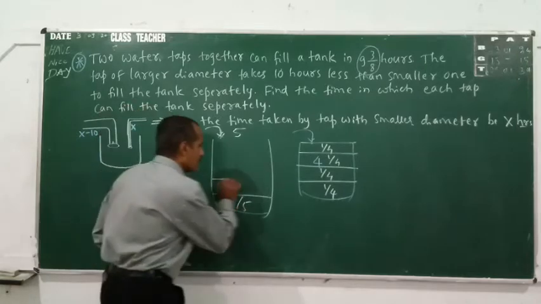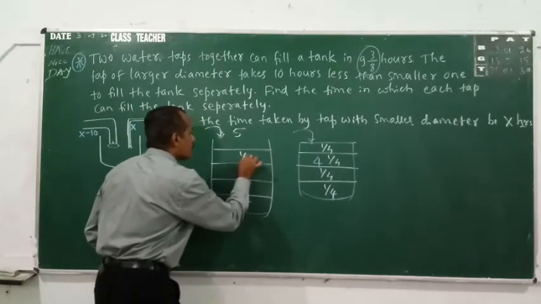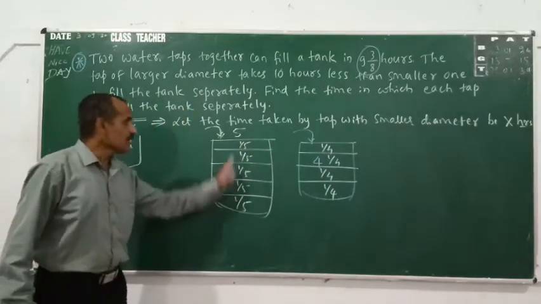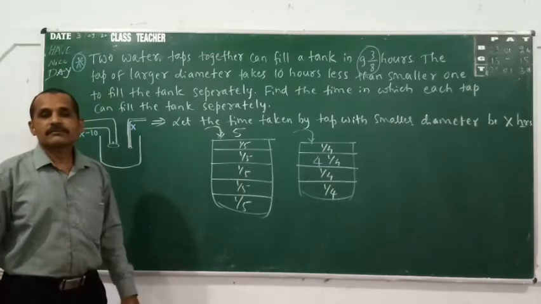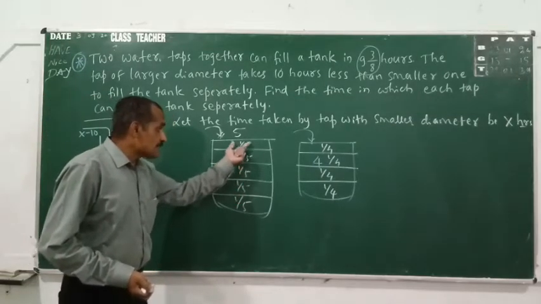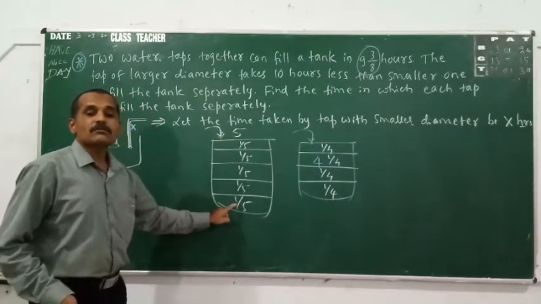First hour 1 by 5. Second hour 1 by 5. Third hour 1 by 5. Fourth hour 1 by 5. Fifth hour 1 by 5. All together is 5 hours. So the complete work is done in 5 hours, which means in 1 hour it is 1 by 5.